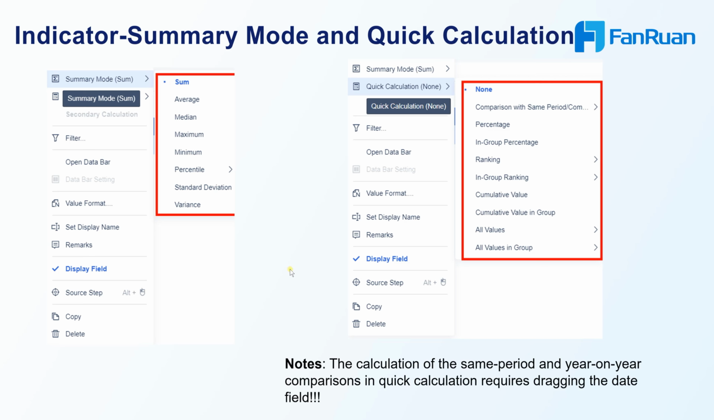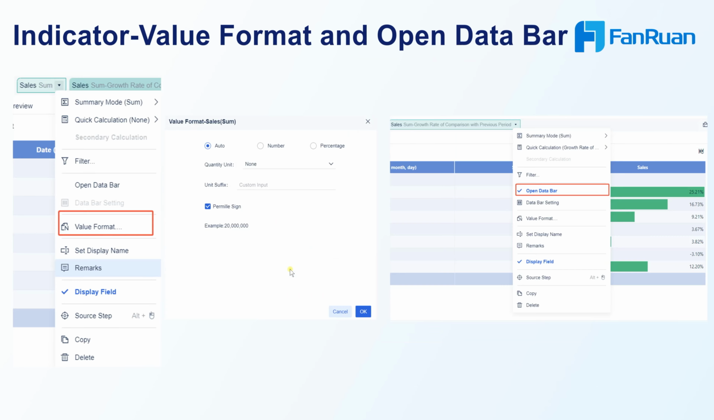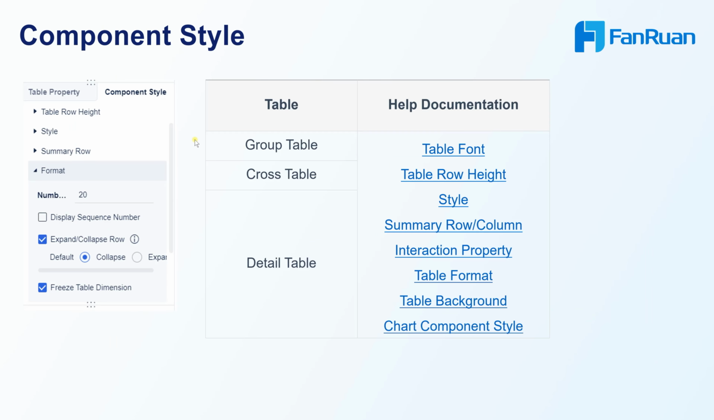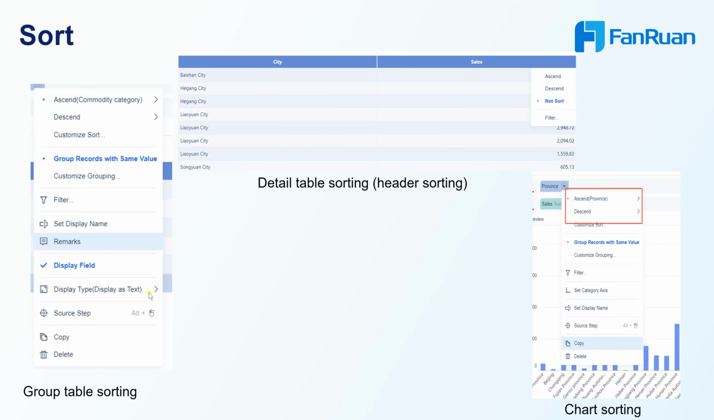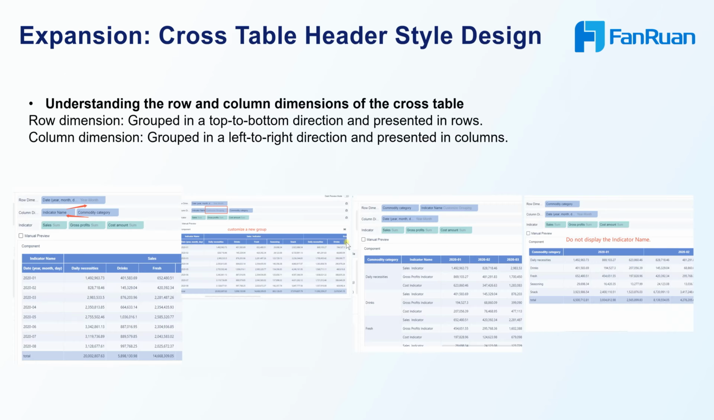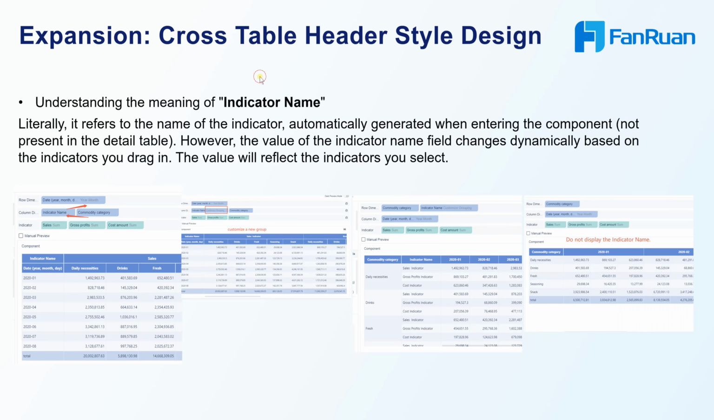Additionally, we learned how to enable data bars for special display. Then, we focused on table properties and component styles, including some common settings. The key points here are sorting and filtering, which are frequently used, so it's important to practice and understand them. Finally, we went over a detailed explanation of the cross table and its further extension.